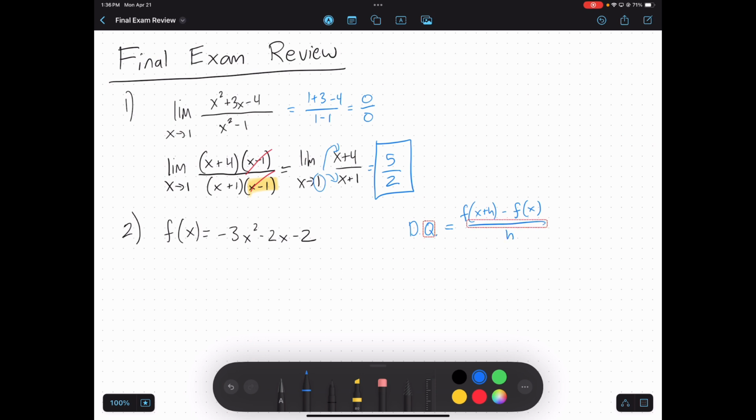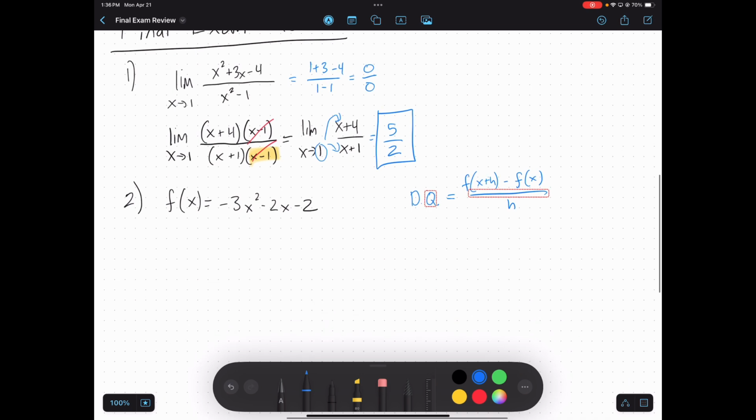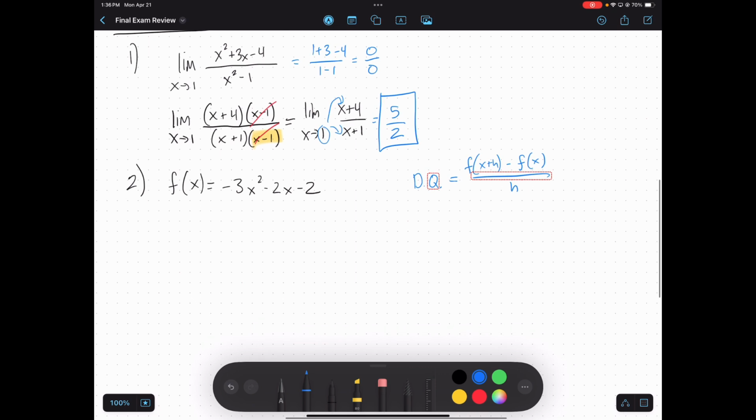Why was the difference quotient important again? Where did we use it? Where did we end up using it? Derivatives, right? That's how we first calculated derivatives. We used the difference quotient because the difference quotient is calculating a rate of change. It calculates an average rate of change, and then we let h approach 0 to make it an instantaneous rate of change. So that's why difference quotients were important, is because it's how we first calculated derivatives. So now that I know my difference quotient formula, I can go ahead and kind of use this.